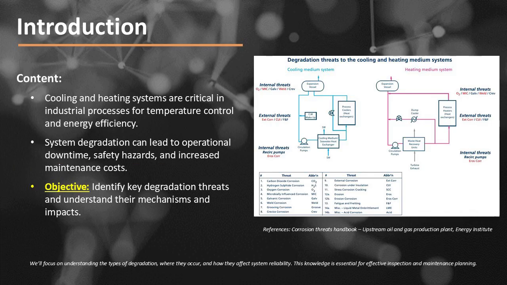Introduction: we'll focus on understanding the types of degradation, where they occur, and how they affect system reliability. This knowledge is essential for effective inspection and maintenance planning. Cooling and heating systems are critical in industrial processes for temperature control and energy efficiency. System degradation can lead to operational downtime, safety hazards, and increased maintenance costs. Objective: identify key degradation threats and understand their mechanisms and impacts.